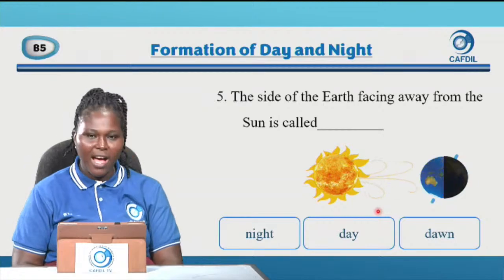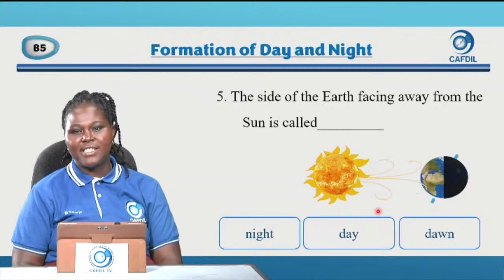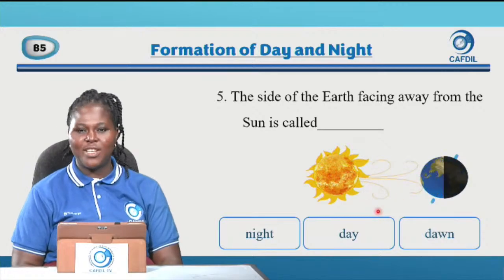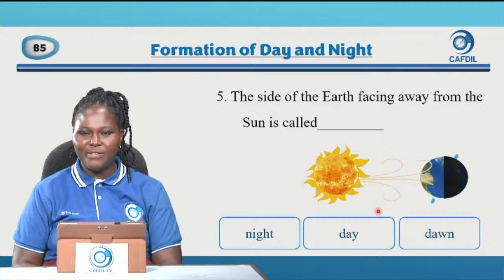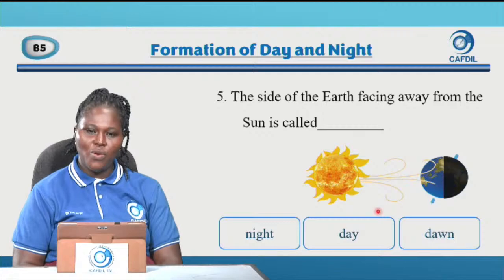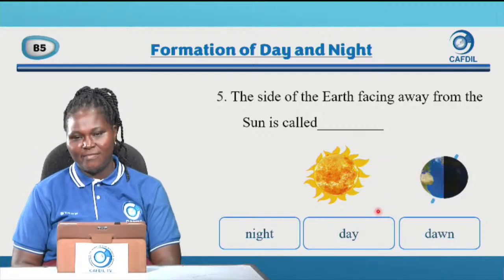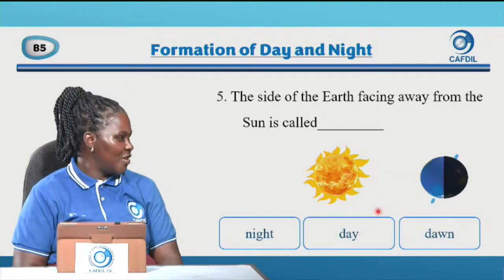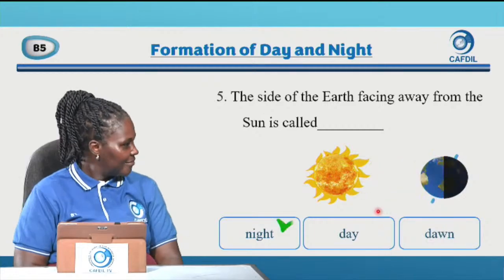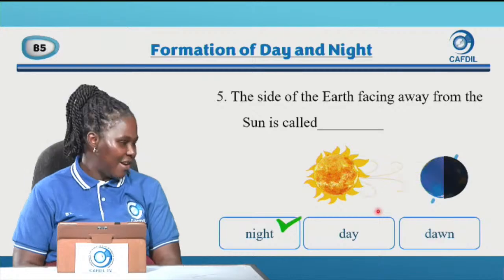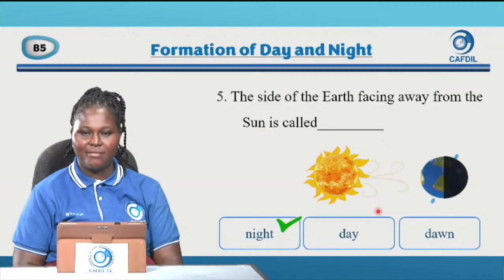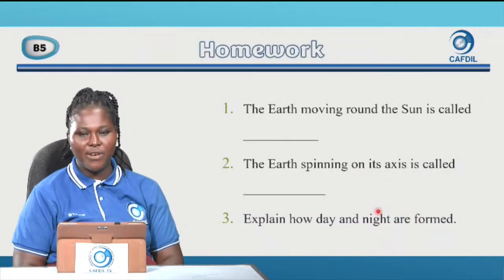Let's look at our last question. The side of the earth facing away from the sun is called dash. We have night, day, and dawn. So which one is the answer? As we can see on our screen, look at the picture and tell me the answer. It is the night. It's very, very dark, away from the sun. Good. So you have done very, very well.